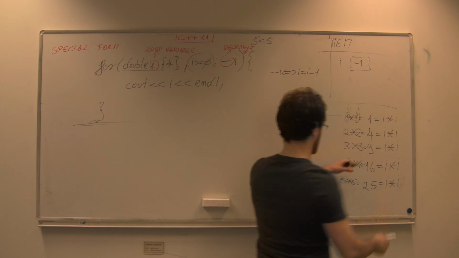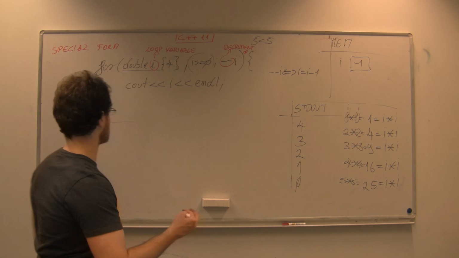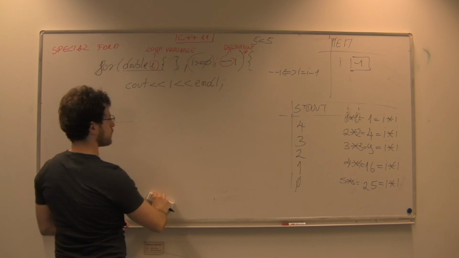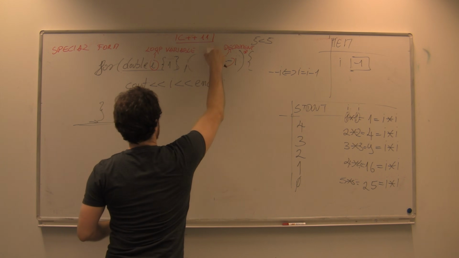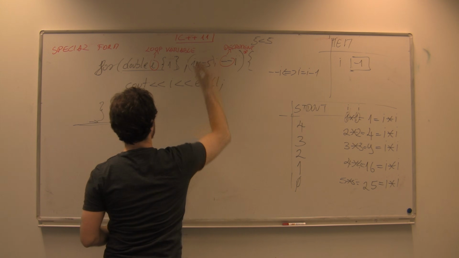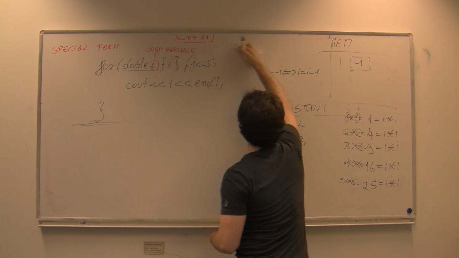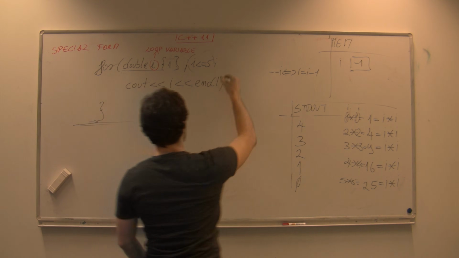Because the loop variable will now iterate through all of these values. So let's express this. We want our loop variable to range from 1 to 5. So we write I less than or equal to 5. And we want it to iterate in steps of 1. So we write I++.